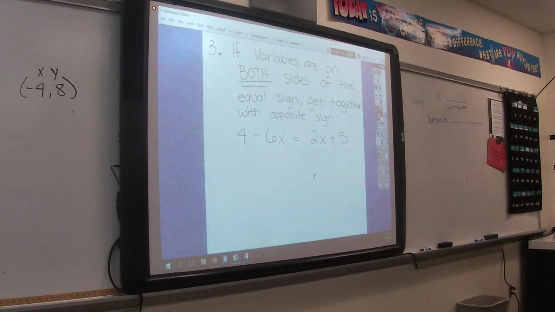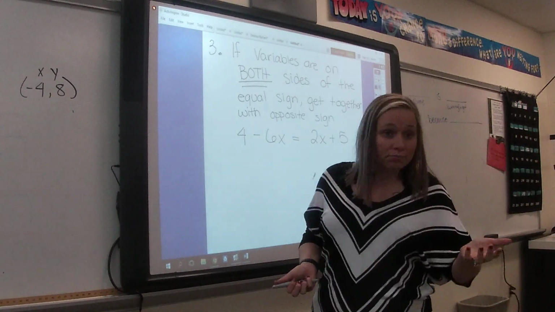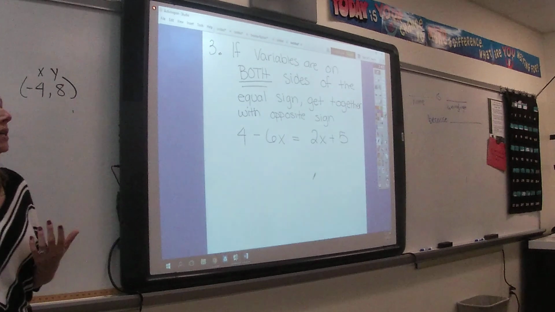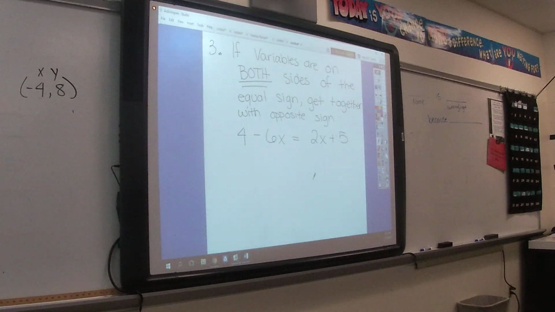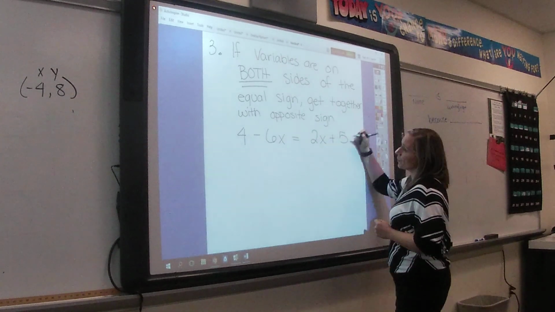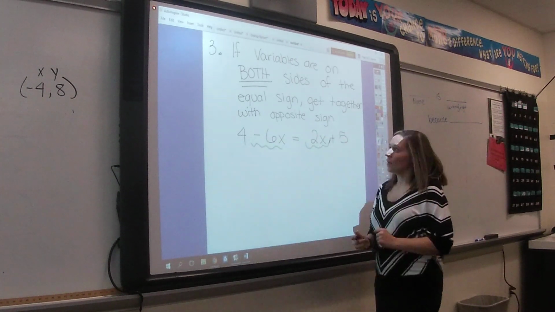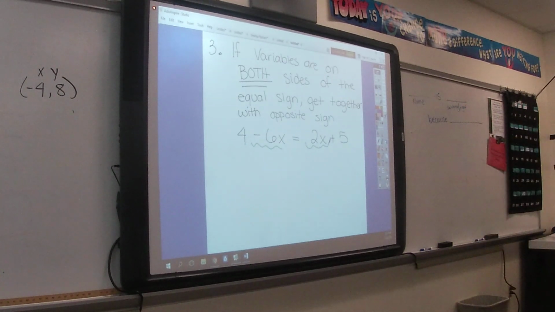Now, some of my students have been taught to always move the smaller one. Some of them have heard always move to the left-hand side. Okay, there isn't a right answer here. You might have a preference. I tend to prefer to move whichever one is smaller, but there is not a right solution here. You can move either x you want to, as long as we realize this. Those are like terms, they both have the variable, and they are on opposite sides of the equal sign, so we have to get them together with the opposite sign.